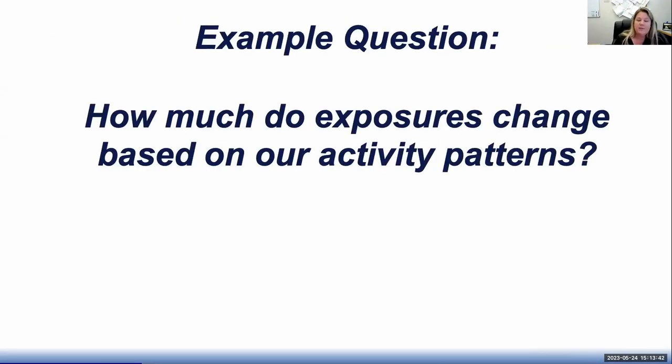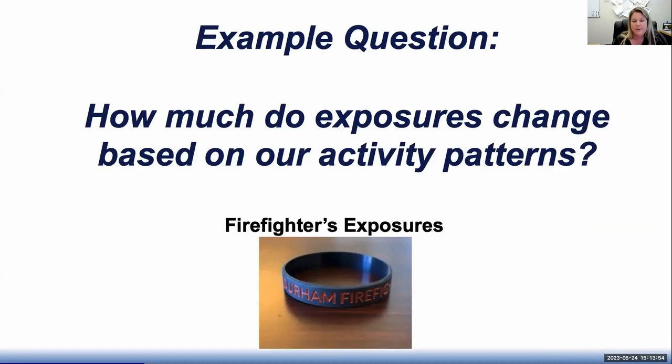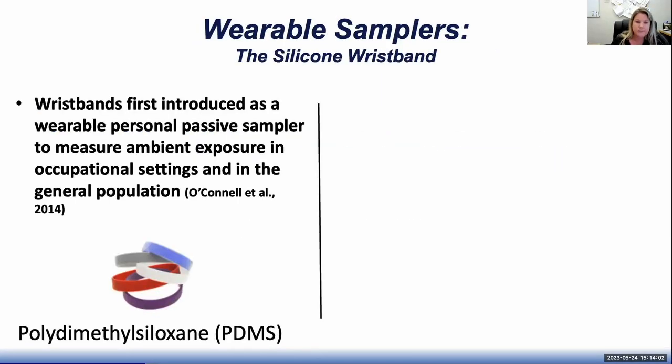So now I'm going to pivot and talk a little bit about a different question when we're analyzing environmental samples. In this case, how much do our exposures to some of these chemicals change based on our activity patterns? And here I'm going to use some examples from our research working with the Durham County firefighters here in North Carolina, in which we use silicone wristbands to measure their exposure.